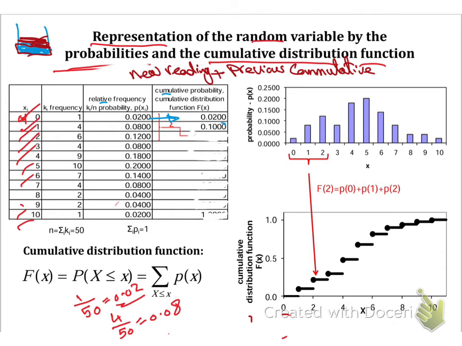So coming to the second one, the new reading, I need the cumulative here. The cumulative will be the new reading 0.08 plus the previous cumulative 0.02, it will be 0.1. Coming to the next one, how can I get the cumulative here? It will be the new reading 0.12 plus the last cumulative. Initially, I should add this one to this one to this one, all of them. But I already have these two added together here, so why repeat again? I just take the new relative frequency plus 0.1. So 0.12 plus 0.10 equals 0.22, which is this one.